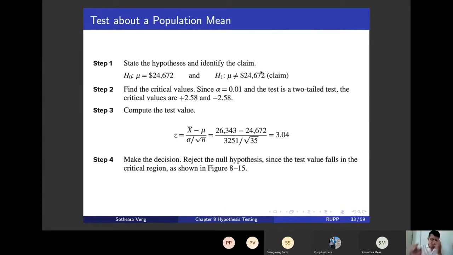Again, this support is just from the sample you collected, right? But it may not be true that the claim is correct, right? Because some error may happen.